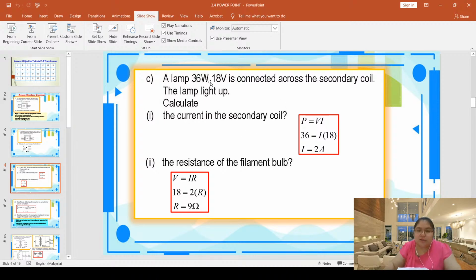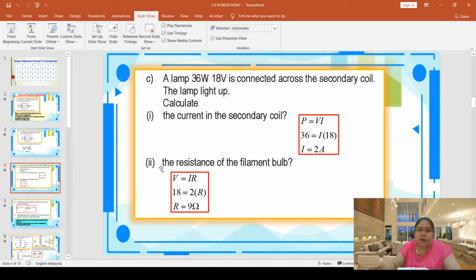The secondary coil is this part, the lamp. We can calculate by using P equals VI. 36 is the power, the current we don't know, and 18 is the voltage. Then we find the current passing through the lamp as it lights up is 2 ampere.